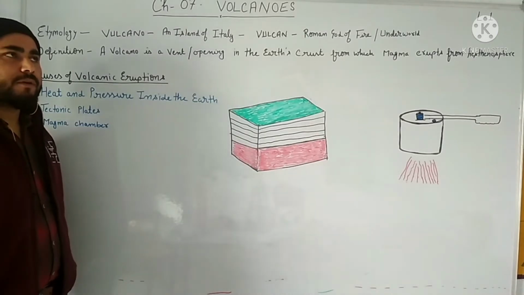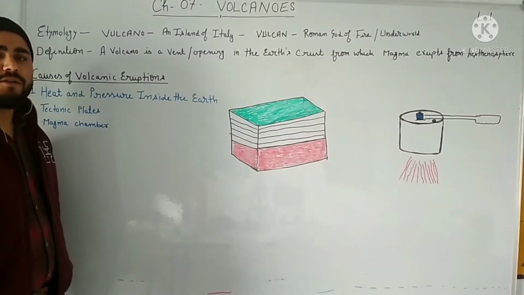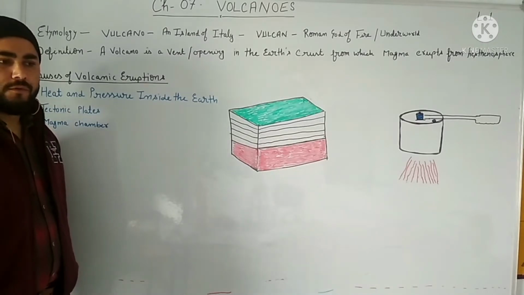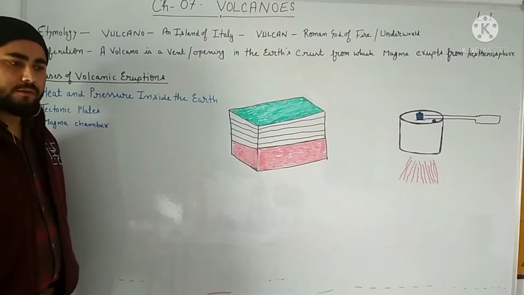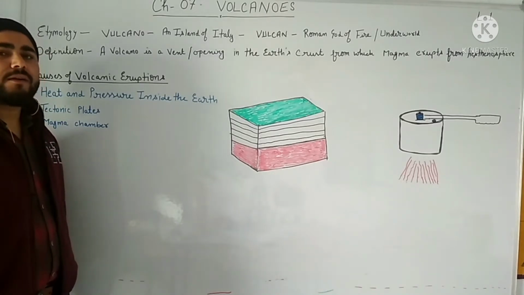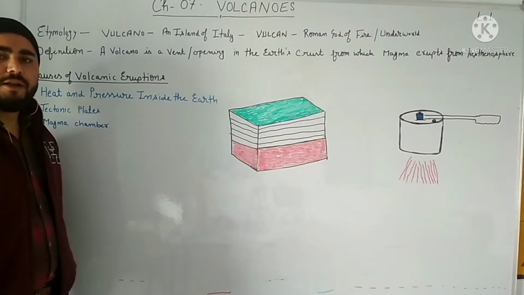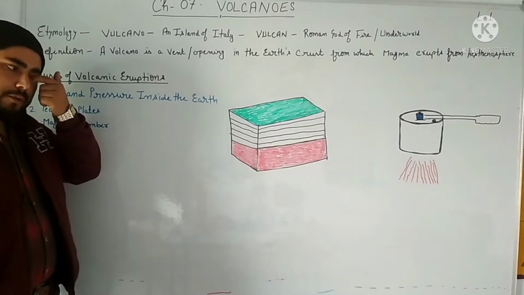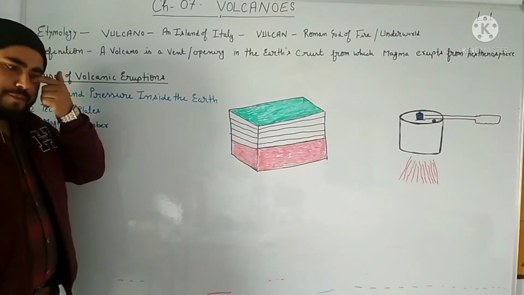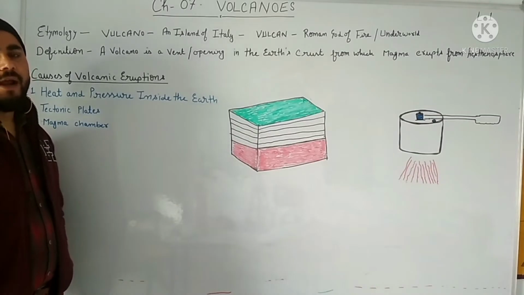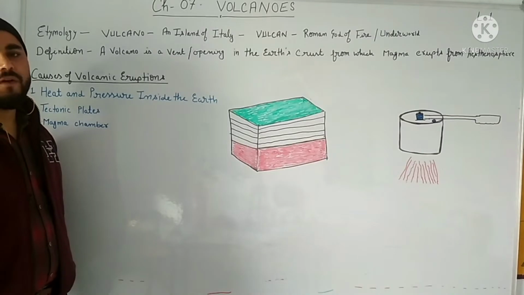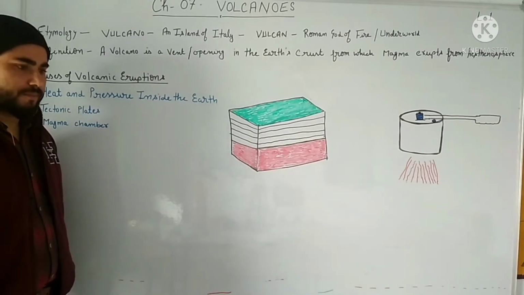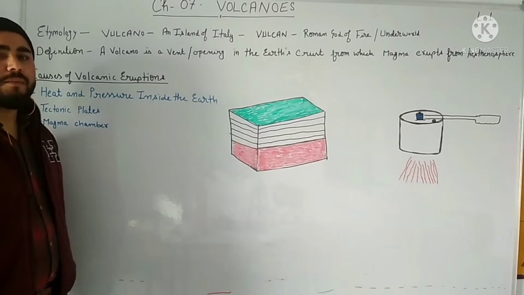So, in this chapter, dear students, we will understand what is the meaning of volcano and from where this word volcano has been coined. Then we will understand the causes of eruption of volcanoes. Then after that, we will study about the types of volcanoes, right? And then we will be studying about the effects of volcanoes, destructive effects also and constructive effects also. So all these things we will be studying about.